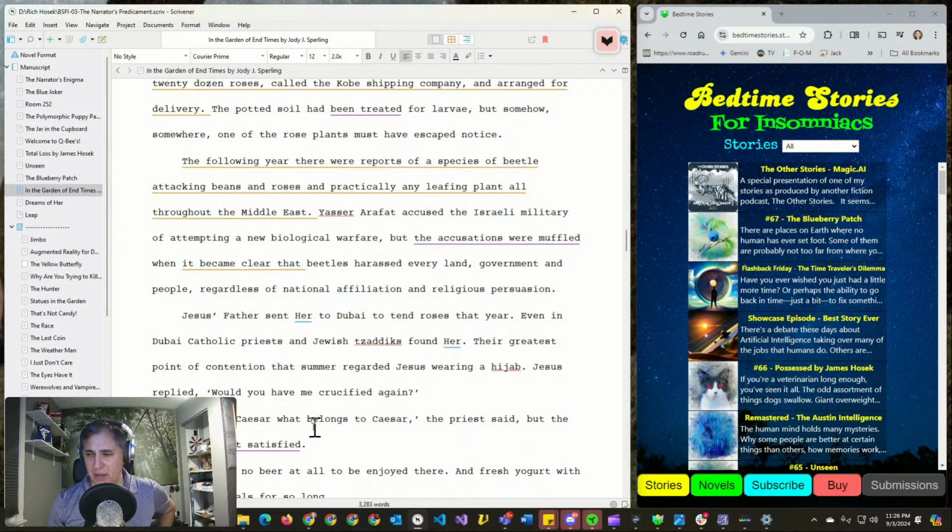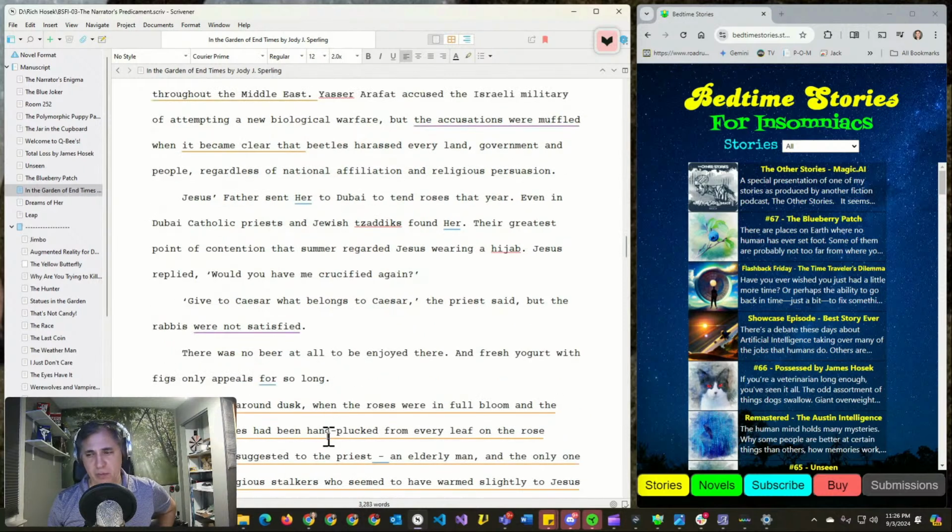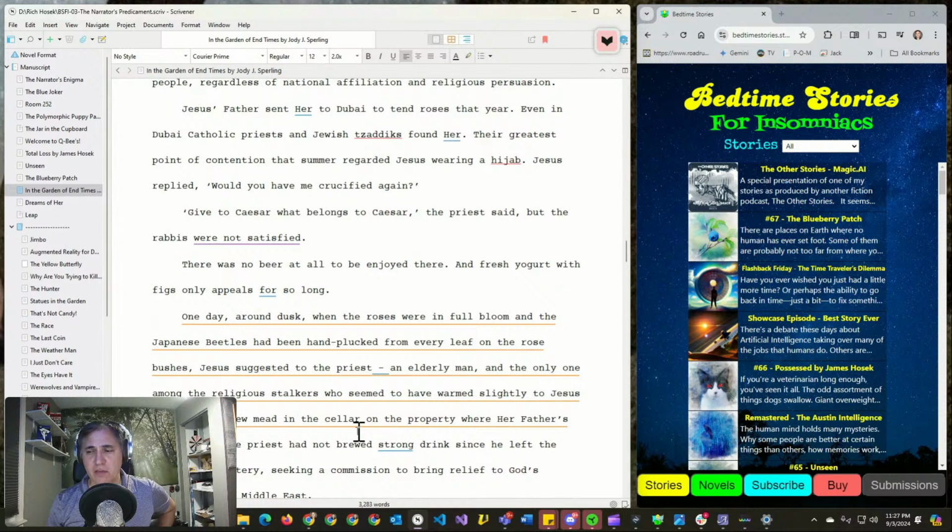Jesus wearing a hijab. Jesus replied, "Would you have me crucified again?" "Give the Caesar what belongs to Caesar," the priest said. The rabbis were not satisfied. There was no beer at all to be enjoyed there, and fresh yogurt with figs only appeals for so long. One day, around dusk, when the roses were in full bloom, and the Japanese beetles had been hand plucked from every leaf on the rose bushes, Jesus suggested to the priest, an elderly man, and the only one among the religious stalkers who seemed to have warmed slightly to Jesus, that they brew mead in the cellar on the property where her father's roses grew.